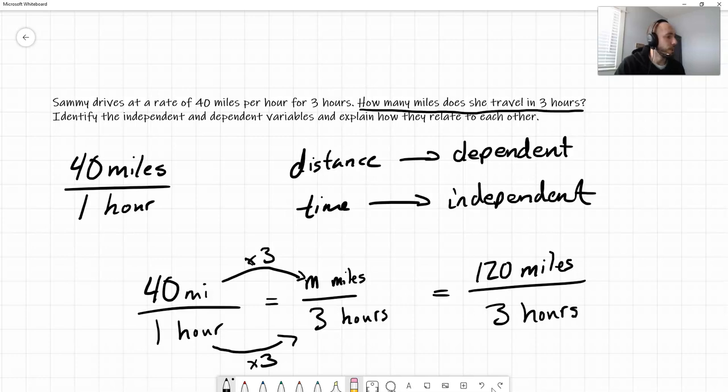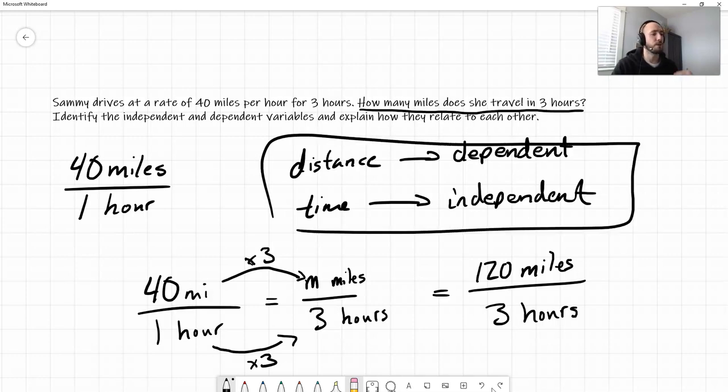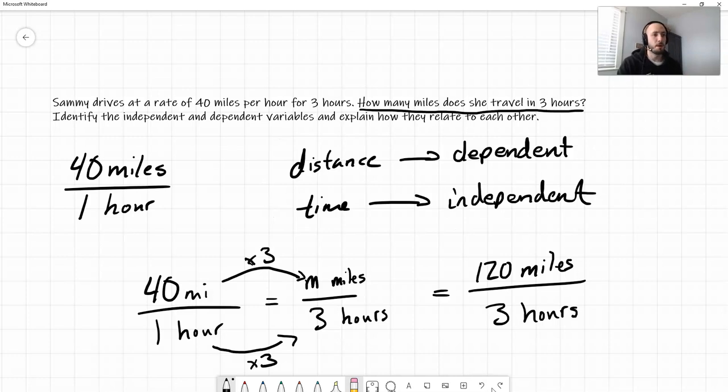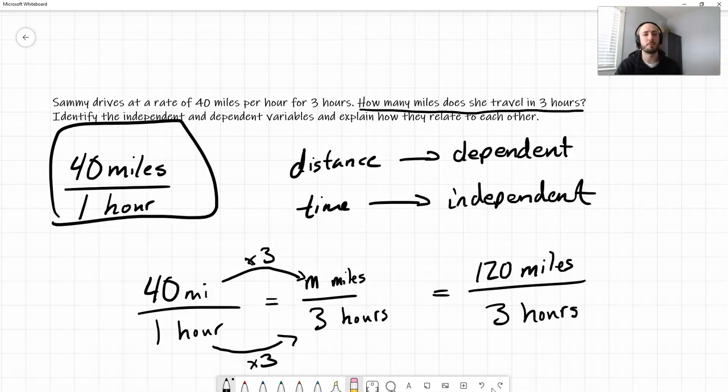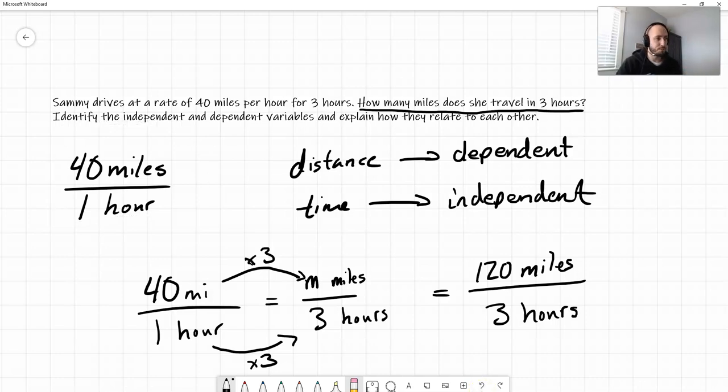So a lot of you got that. A lot of you got the 120 miles in 3 hours. That part wasn't typically the hard part for people. Where people got tripped up was identifying the variables and which one is independent and which one is dependent. So again, just keep in mind that whenever you're given a rate, that tells you what the variables are, right? The quantities that are involved in your rate are the variables.